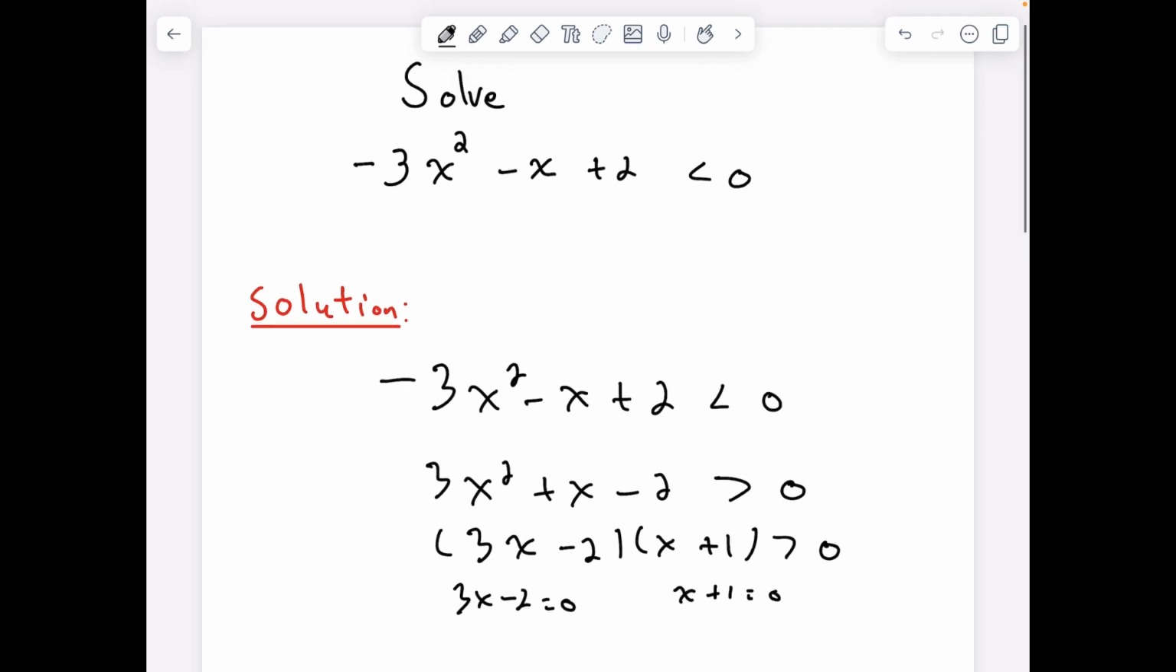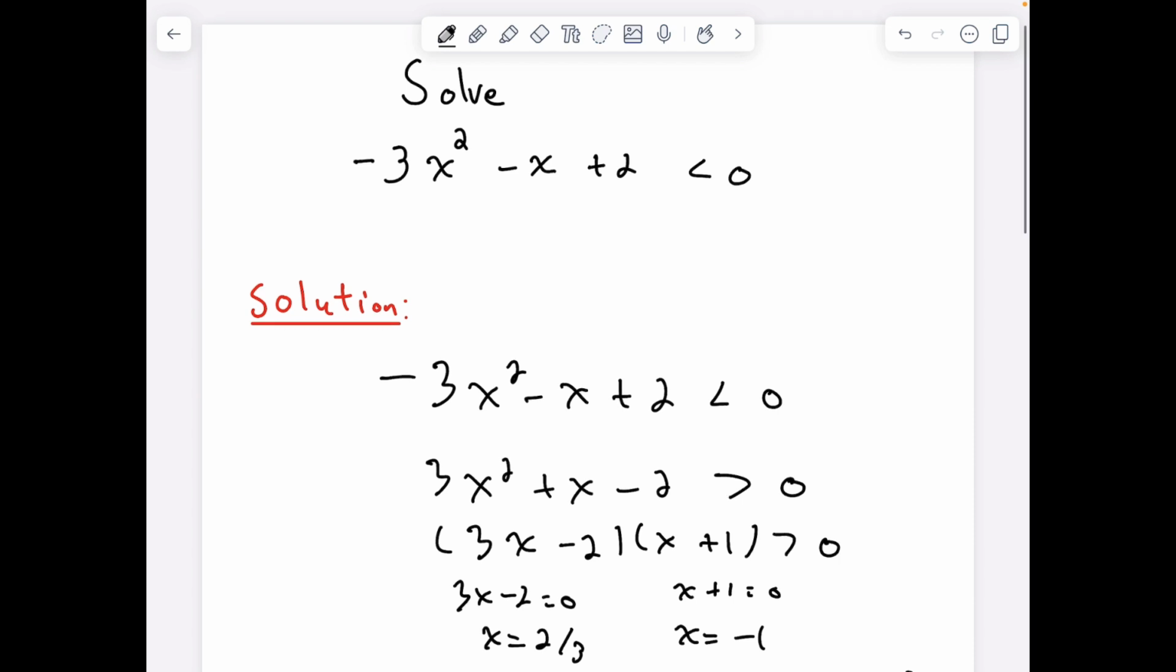If we do that, we get x = 2/3 and x = -1. Those are the two places where 3x squared + x - 2 would equal 0. Everywhere else, that expression is going to be either positive or negative. 2/3 and -1 are the only places where it's equal to 0. So how is that going to help me? Here is what I'm going to do.